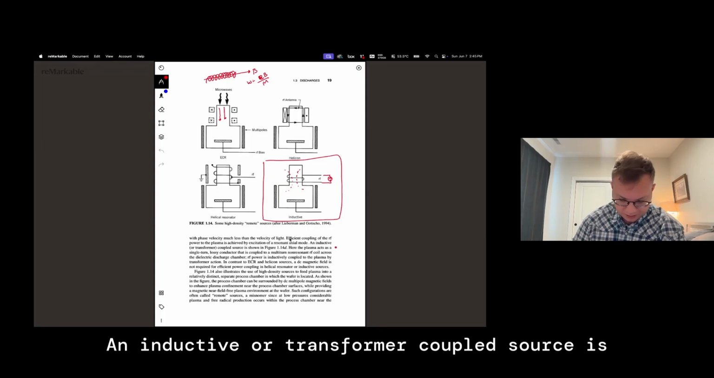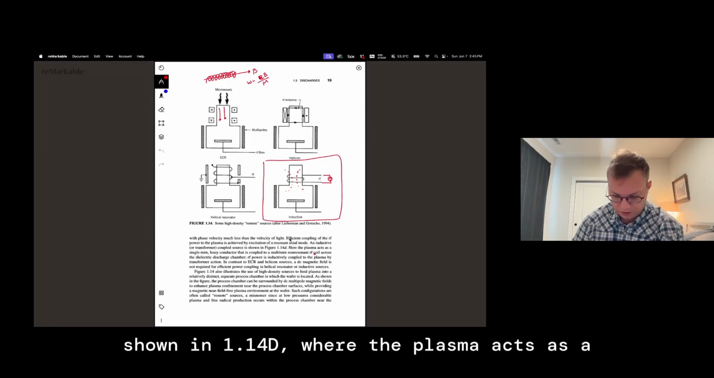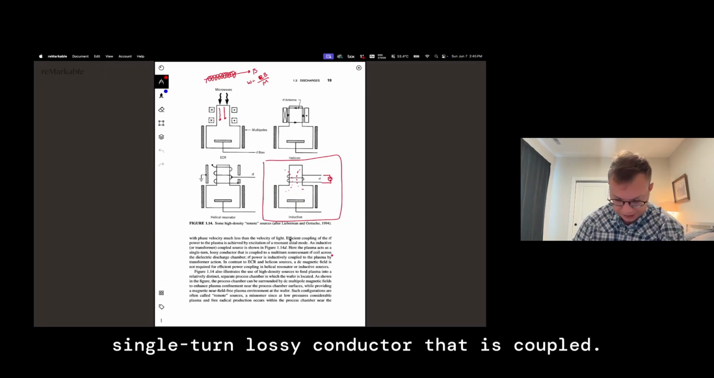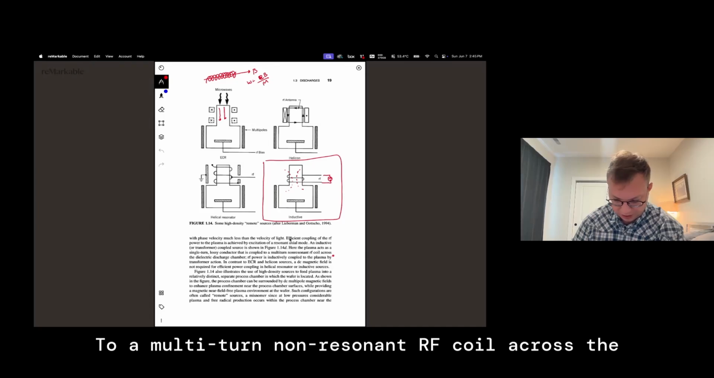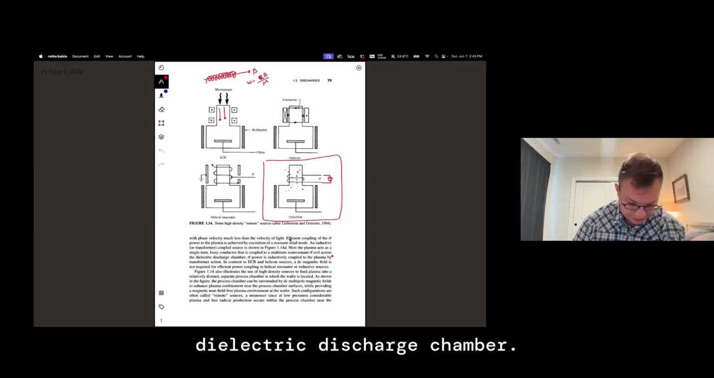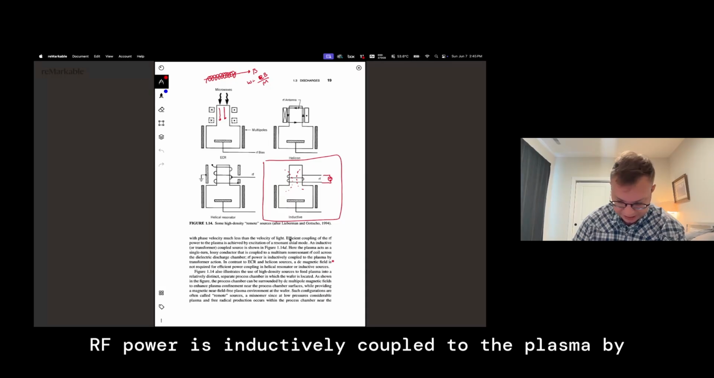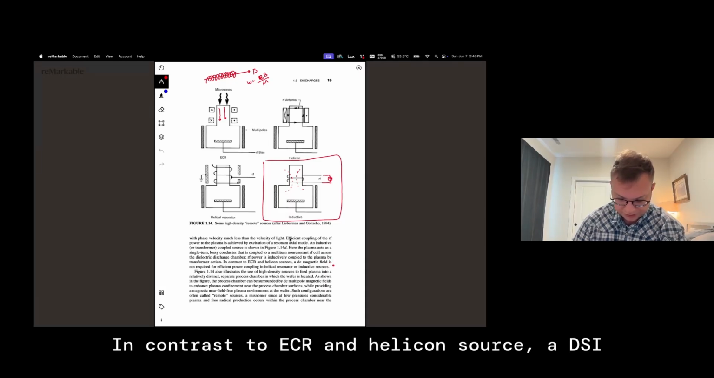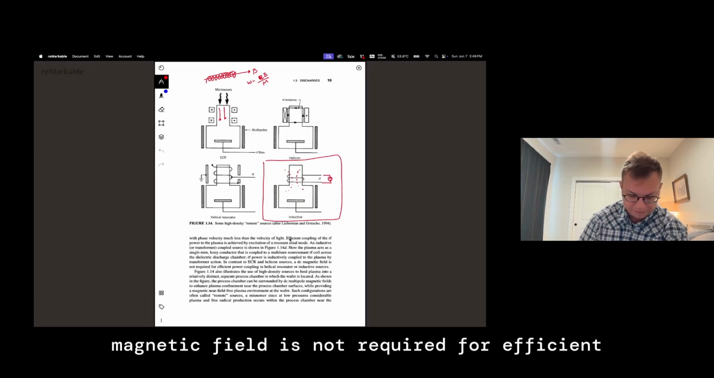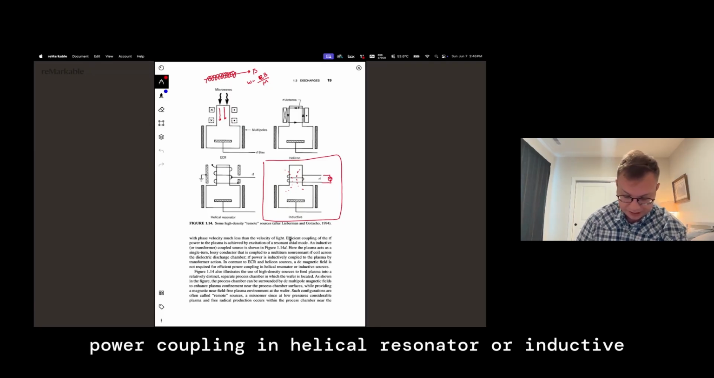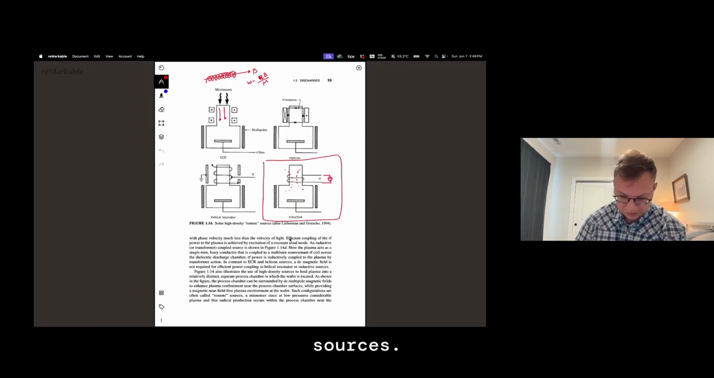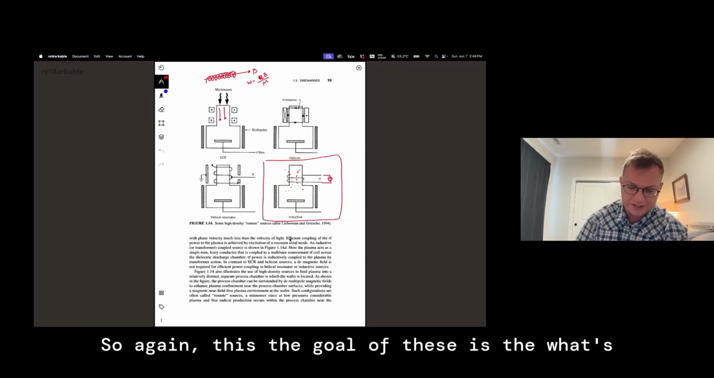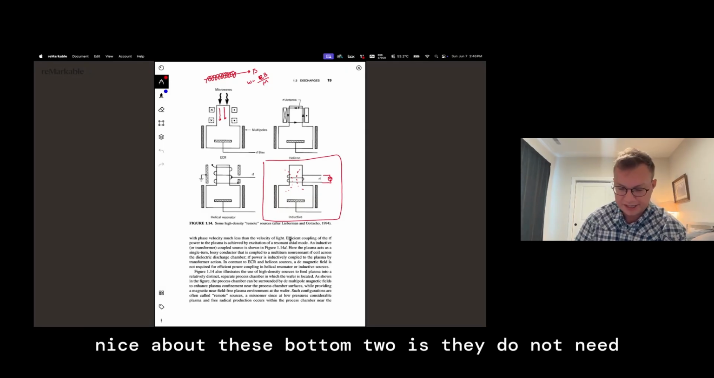An inductive or transformer coupled source is shown in 1.14d, where the plasma acts as a single-turn lossy conductor that is coupled to a multi-turn non-resonant RF coil across the dielectric discharge chamber. RF power is inductively coupled to the plasma by transformer action. In contrast to ECR and helicon sources, a DC magnetic field is not required for efficient power coupling in helical resonator or inductive sources. So what's nice about these bottom two is they do not need the magnetic field.